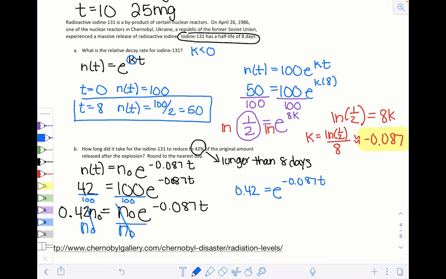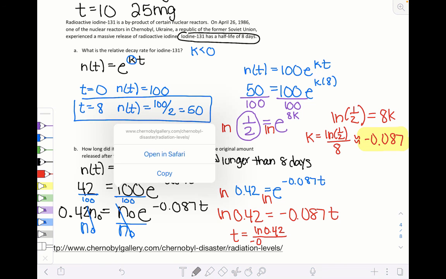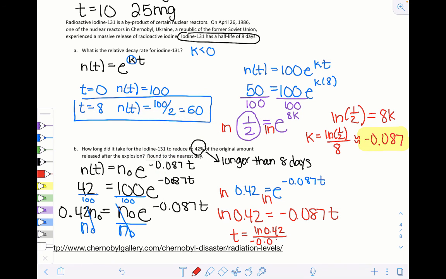And so here I just need to solve for t using the same steps that we just used in the first part to solve this exponential equation. So I've already done the division, so now we can take the ln of both sides. So that leaves ln of 0.42 is equal to negative 0.087 t, and the last step is to divide. So I've got t is equal to ln of 0.42 over negative 0.087. And I'm going to plug that into the calculator.